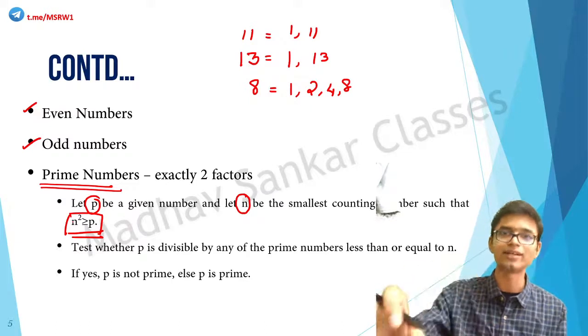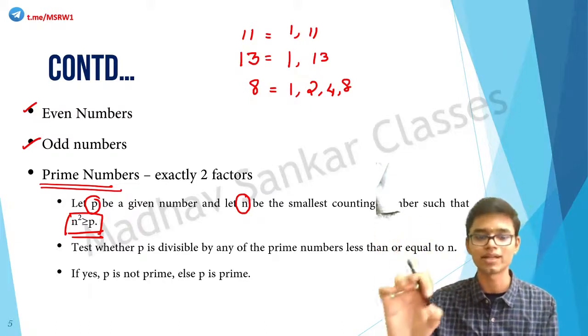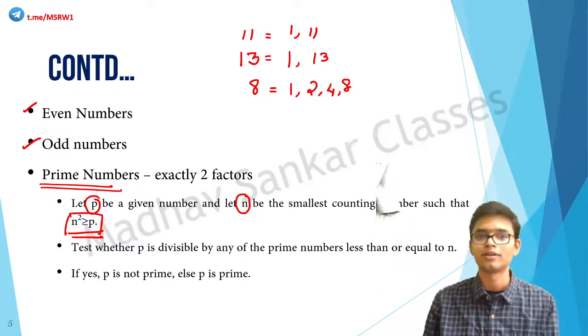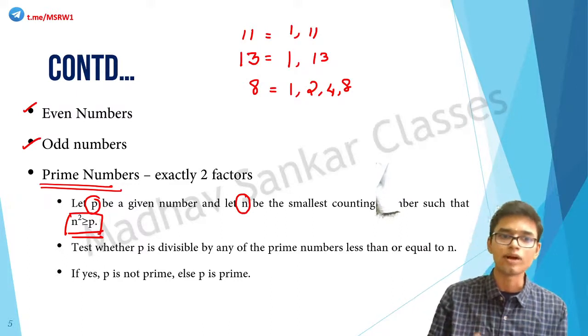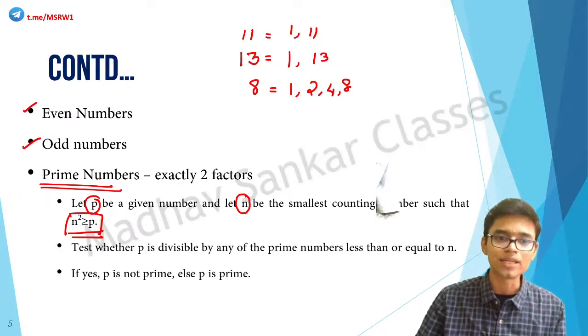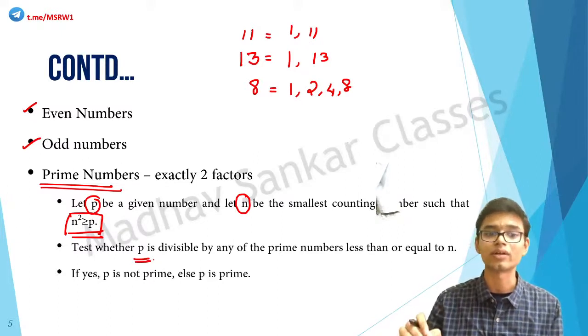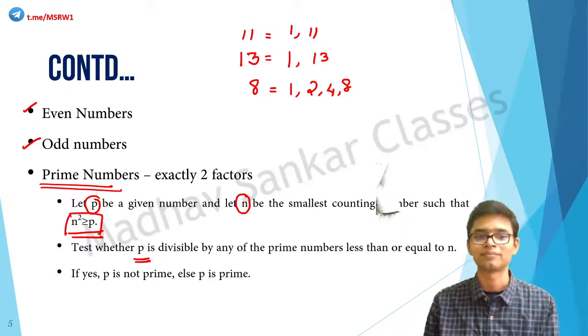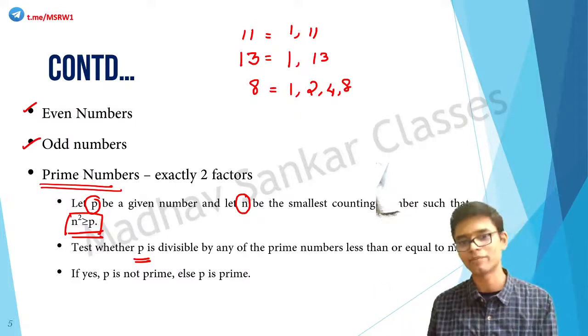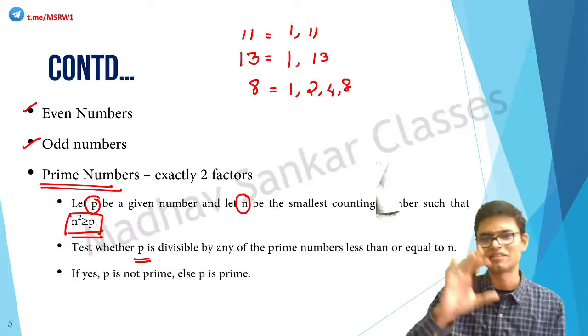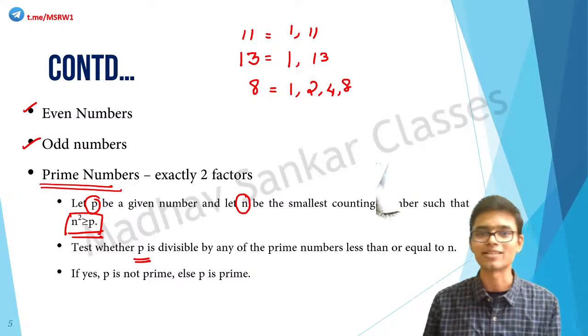Don't worry, I will explain it using an example. At that time, you will understand it way better. Alright, now what we do is, we check whether P is divisible by any of the prime numbers less than or equal to n. If yes, then P is not a prime number, otherwise P is a prime number. Very confusing. Now let me give you an example.